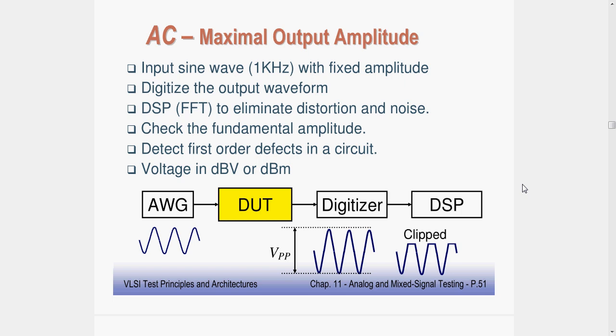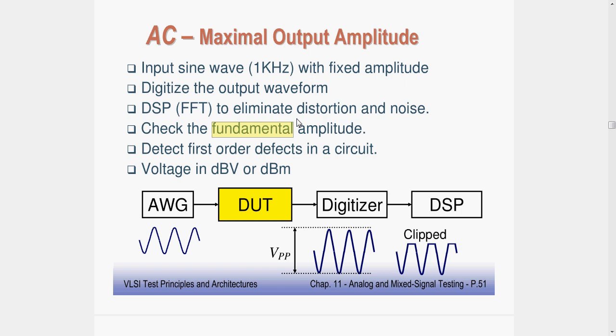What is the process? We fix the input sine wave at 1 kilohertz, and we take the digitized output waveform. The DSP is used to eliminate the distortion and noise, and we check the fundamental amplitude. Why are we considering the fundamental amplitude? Because if there is any mismatch between the source and the receiver, there will be a creation of harmonics. So we consider only the fundamental amplitudes here.